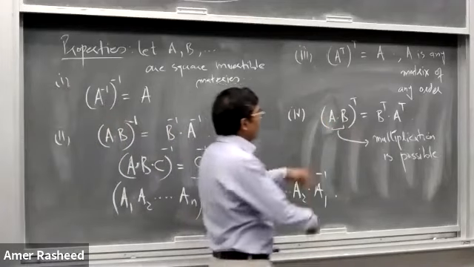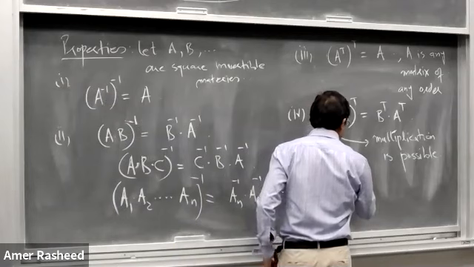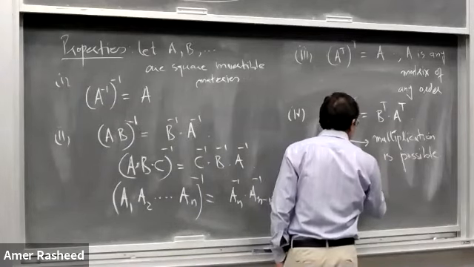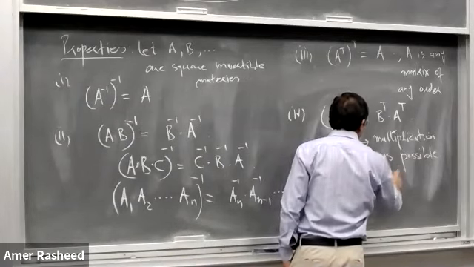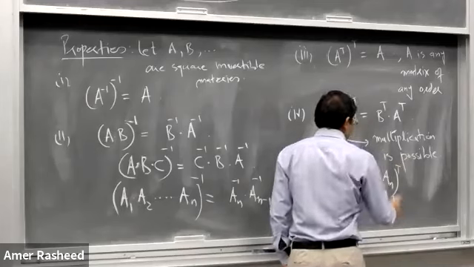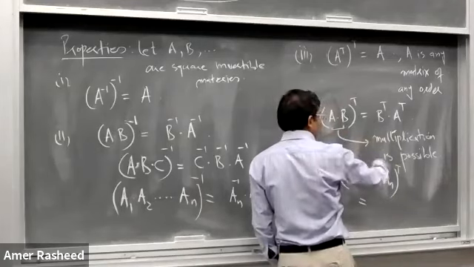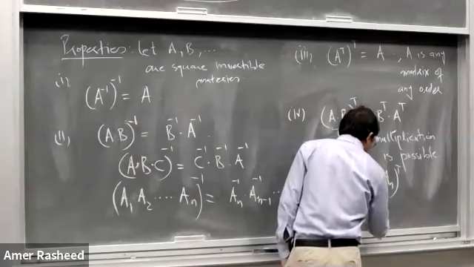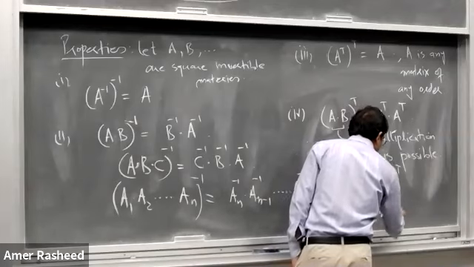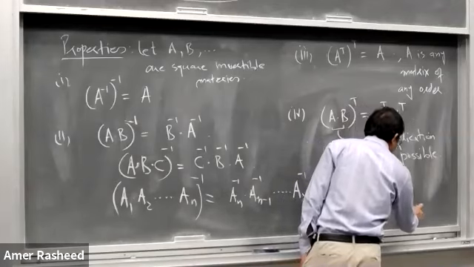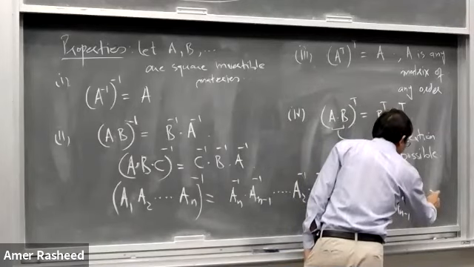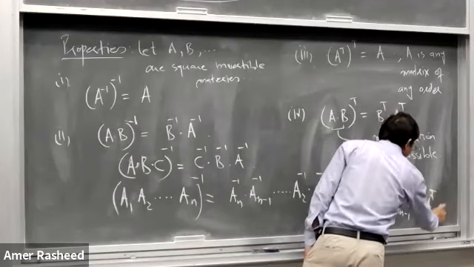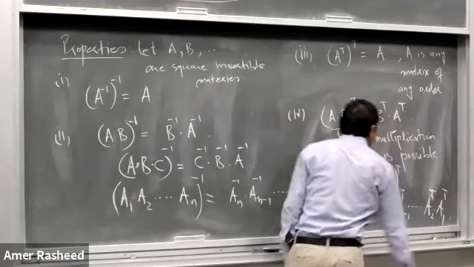So if we have n matrices, for example (A1 into A2, and so on, into An) whole transpose, then the order of the matrices will be changed. So this will be equal to An transpose into A(n minus 1) transpose, and so on, A2 transpose into A1 transpose.